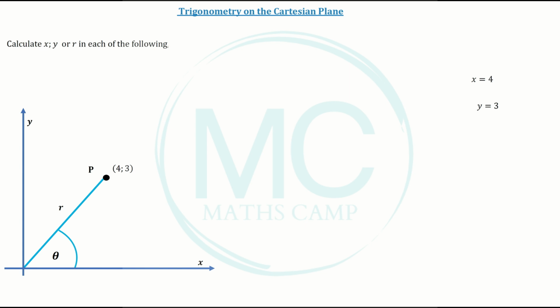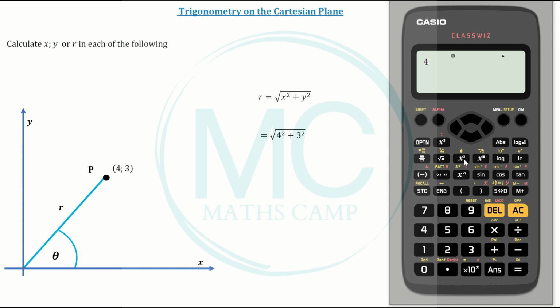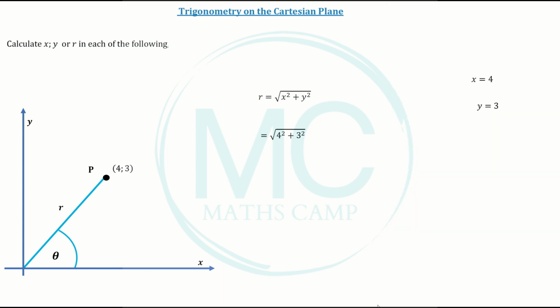Now to find r, we say r is equal to x squared plus y squared, all under a square root. Now we can fill in our values. X is 4, so we say 4 squared plus the value of y, which is 3 squared, all under a square root. Take our calculator. We say 4 squared plus 3 squared is equal to, let's square root our answer, and we get an answer of 5. This is the value of r.